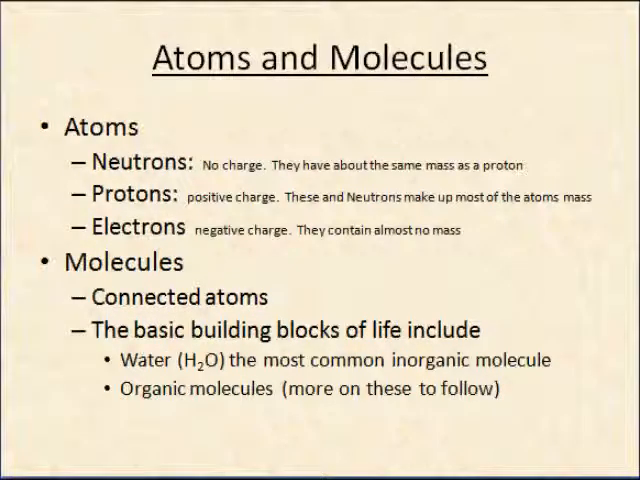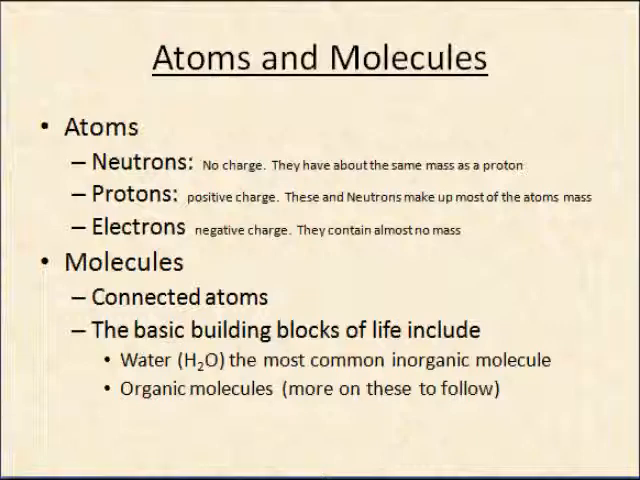Now, to start out, you need a basic understanding of what an atom is. An atom is the smallest structure that you can have of an element and still maintain the unique characteristics of that element. And it's composed of three important components. There are the neutrons, and they don't have any charge whatsoever.